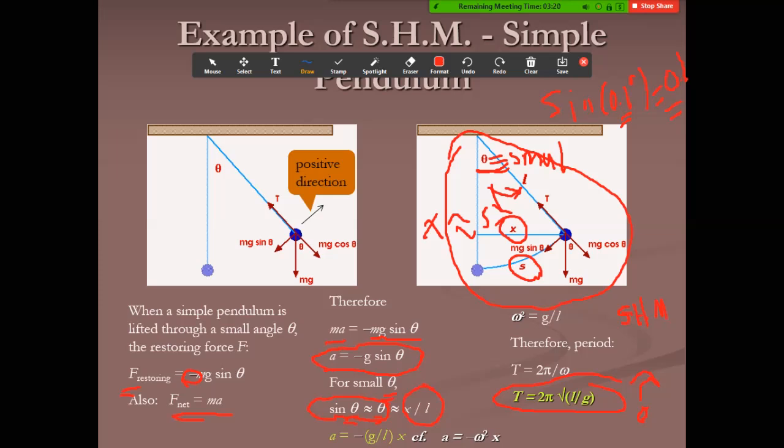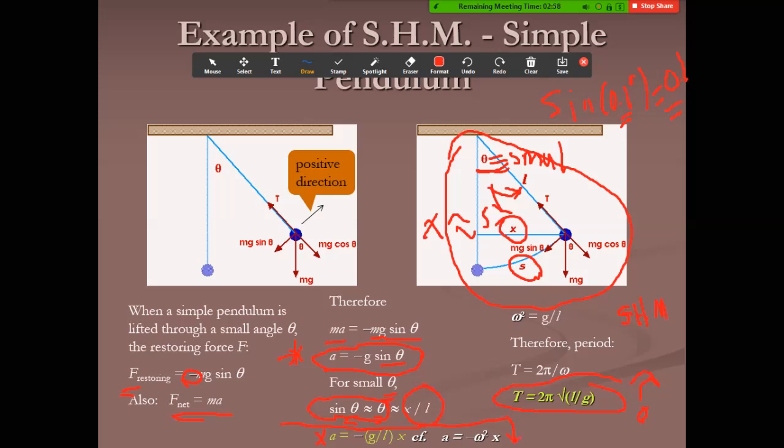So from the formula on top, the sine theta we replace with x over L. So you get this formula: a is negative g over L times x. In your exam, they will ask from this part onwards. At the bottom, you should know this.